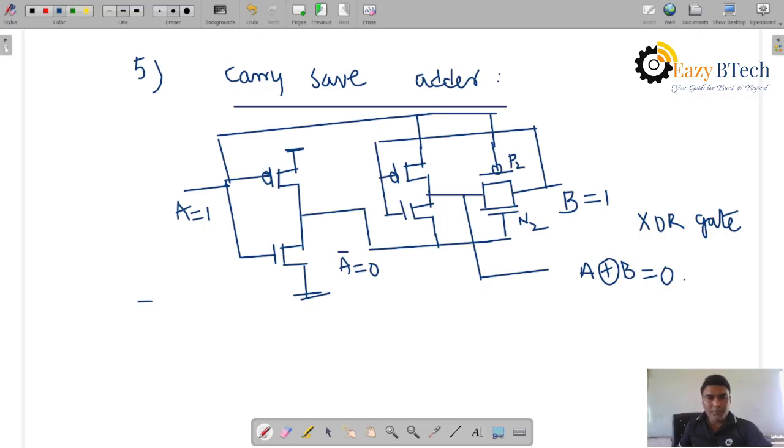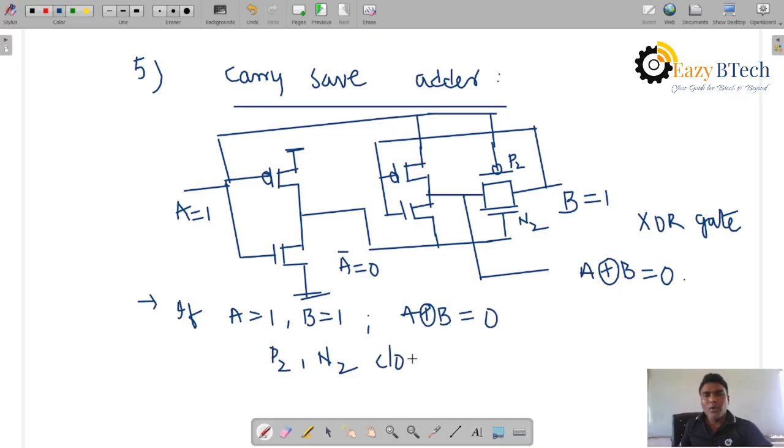You see this one. If A is equal to 1 and B is equal to 1, the output of A exclusive B is equal to 0. P2 N2 are closed, so A complement is equal to 0. For 1 this will be off, this will be on, and it will be a ground connection. For 1 the NMOS will be on and the PMOS is off. Like this it will happen.